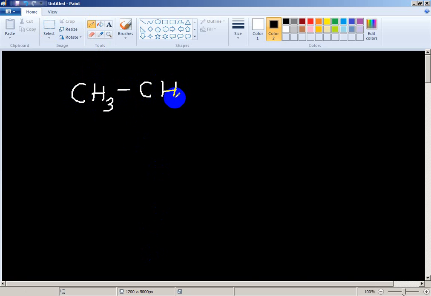Propane and what else? Propane and methane are not structural formula. It will be the same molecular formula. Count the number of hydrogen. What is the name of this one?